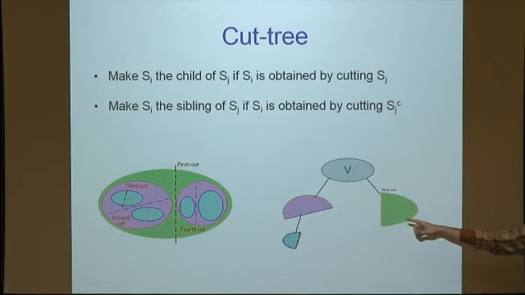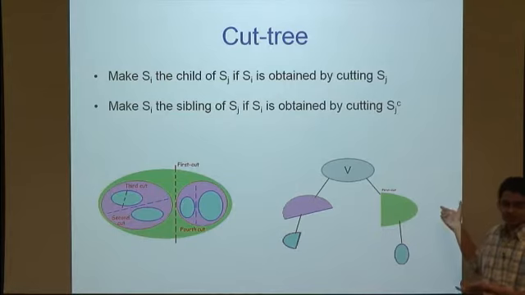Now the third cut that I'm making is obtained by cutting S2. So by the first rule, I'll make it a child of S2. And the fourth cut I'm making is obtained by cutting S1. So again, by using the first rule, I'll make it a child of S1. At this point, you could probably see where I'm going with this, right? If you look at any level, the sets that I'm putting there are already disjoint. So the sum of weights at each level is at most e by construction, right?